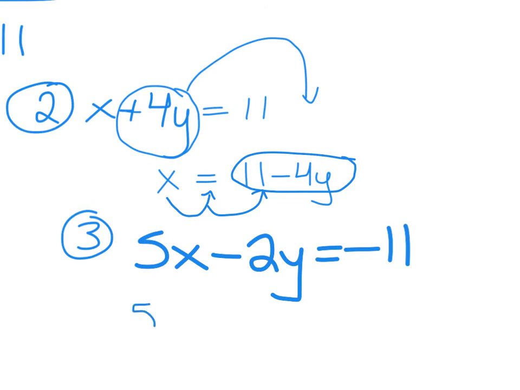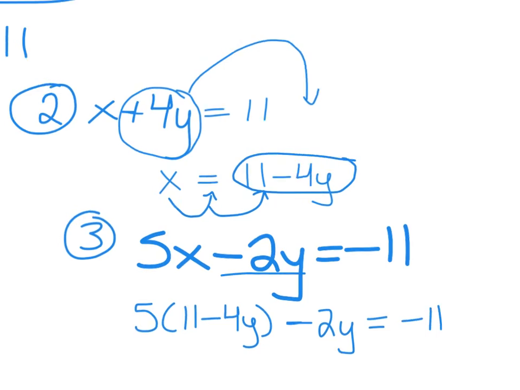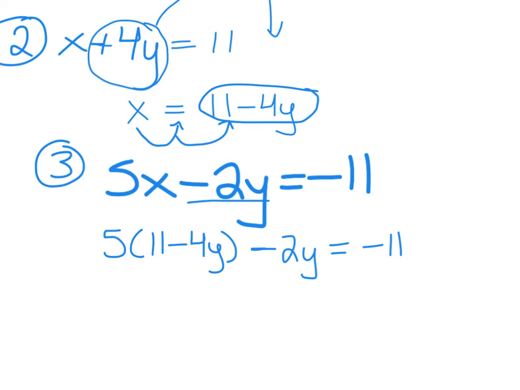So 5 times the bracket 11 minus 4y. Then I'll just continue writing the equation from above. So minus 2y equals negative 11. Now this is from Unit 4. This is nothing new. We're going to be expanding and solving for the variable y.